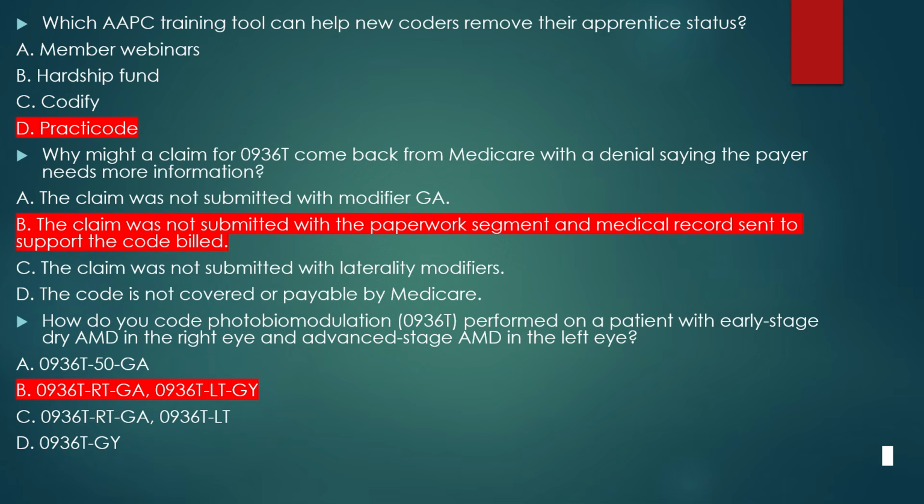How do you code photobiomodulation, 0936T, performed on a patient with early-stage dry AMD in the right eye and advanced-stage AMD in the left eye? A. 0936T-50-GA. B. 0936T-RT-GA, 0936T-LT-GY-C. C. 0936T-RT-GA, 0936T-LT-GY.